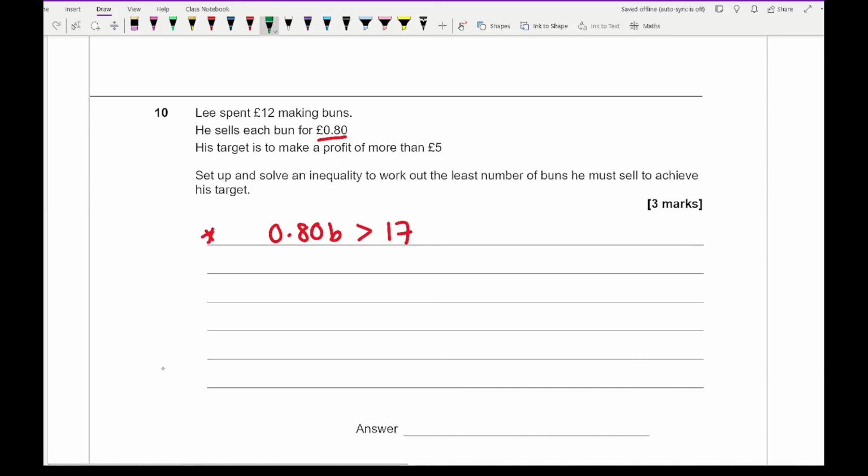So how do we do that? Well, we take the 0.8 over to the side by dividing by 0.8. So I've got b is greater, not equal to, is greater than 17 over 0.8. Now remember, this is a non-calculator question, so we actually need to work out the integer to this. So if I multiply both the top and the bottom by 10, so I eliminate that decimal denominator rather, so that then becomes 170 over 8.